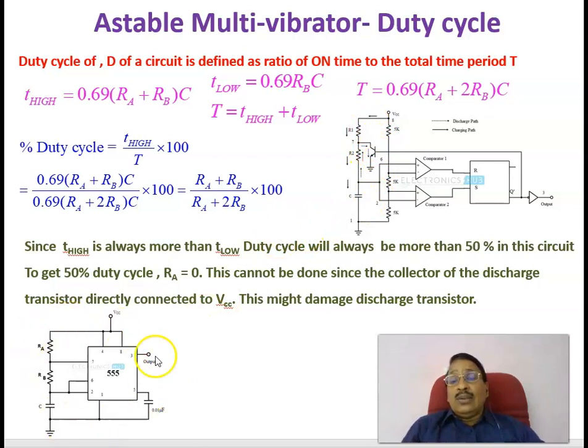Anyway, by this circuit, you can get a duty cycle which is equal to T high divided by T. You can only get a duty cycle of more than 50%, that is, 50 to 100%. But this circuit cannot get a duty cycle less than 50%. By this arrangement, you cannot get a duty cycle less than 50%.